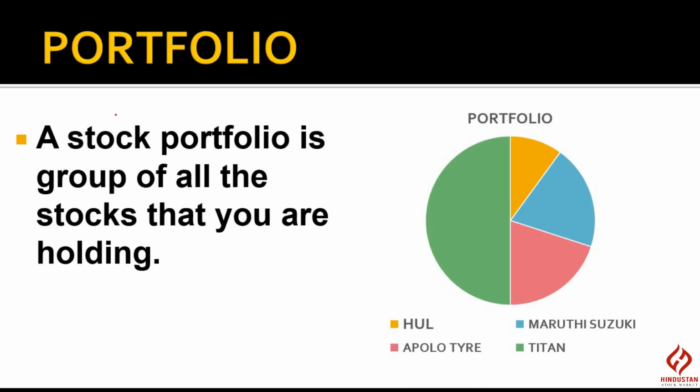Now let us understand another important term, that is portfolio. A stock portfolio is a group of all the stocks that you are holding. So let's say you are holding 10 stocks of HUL, 20 stocks of Apollo Tyre, 20 stocks of Maruti Suzuki, and 50 stocks of Titan Company. So all these companies are in your portfolio. And the portfolio shows the different stocks and the quantities that you are holding.